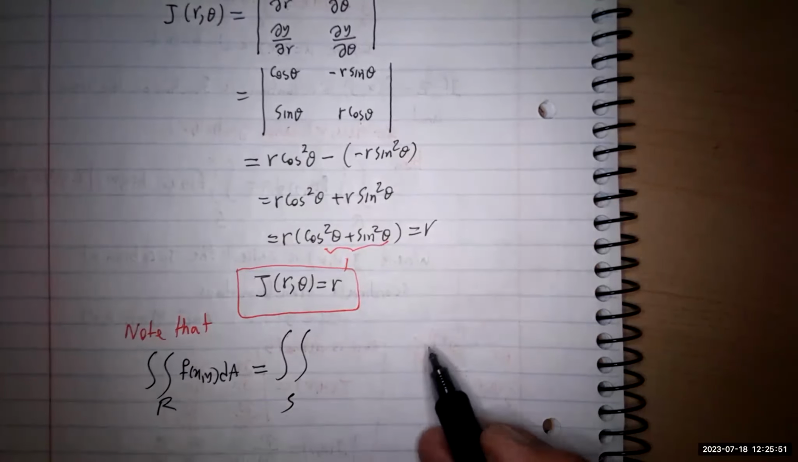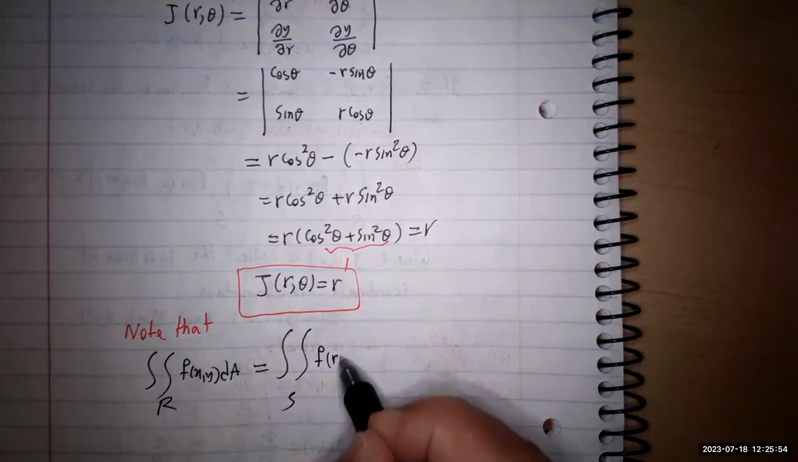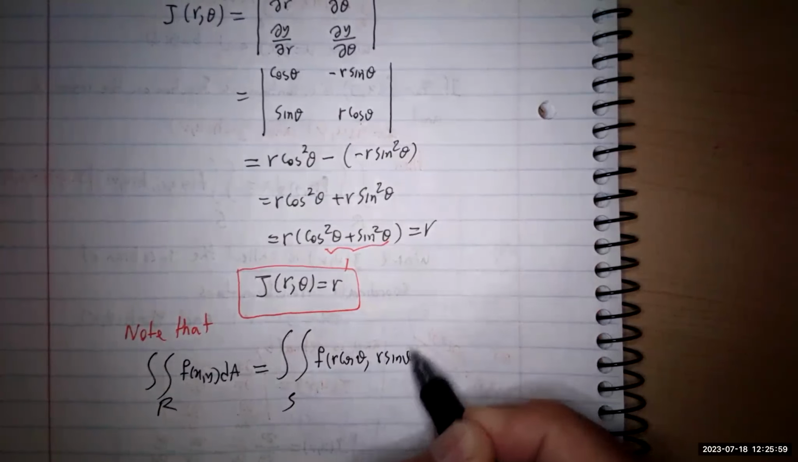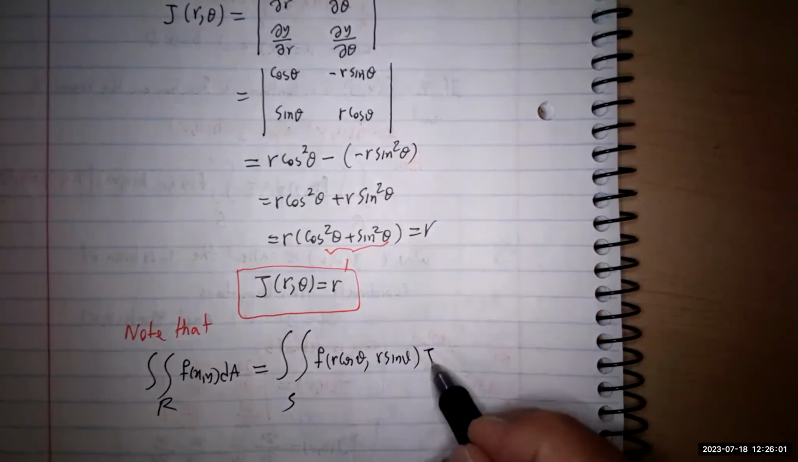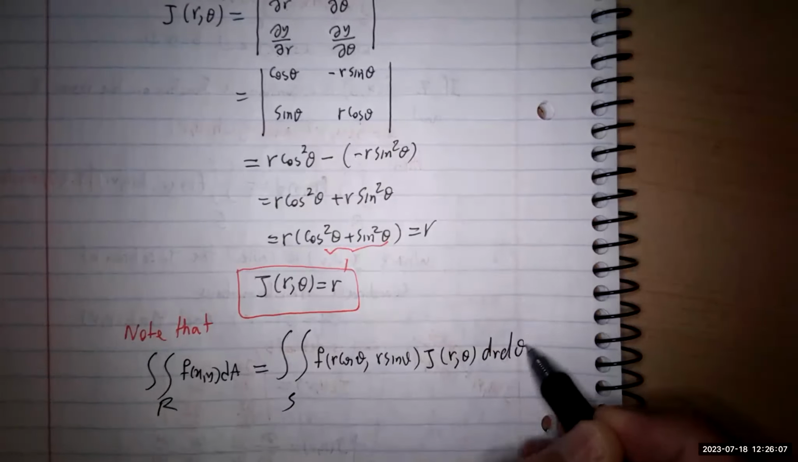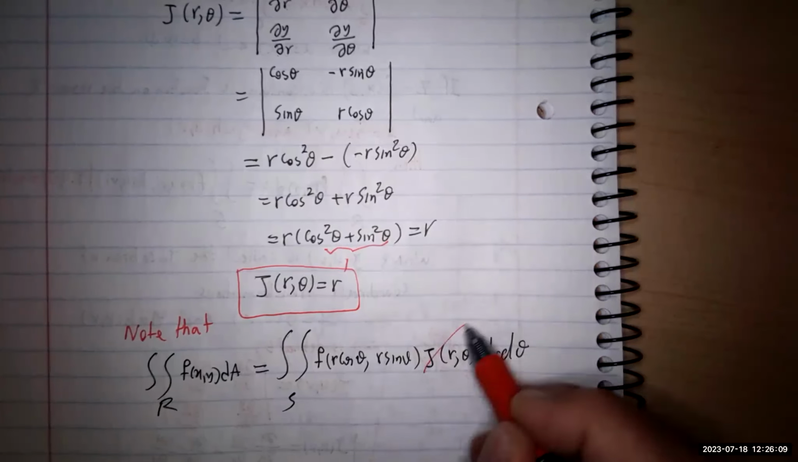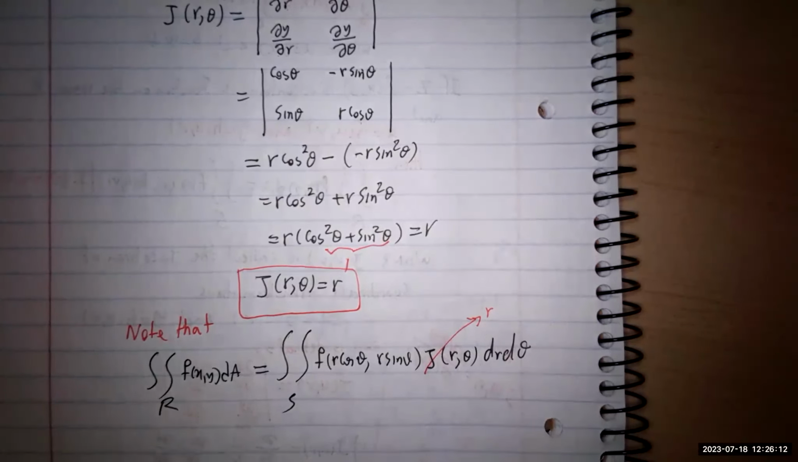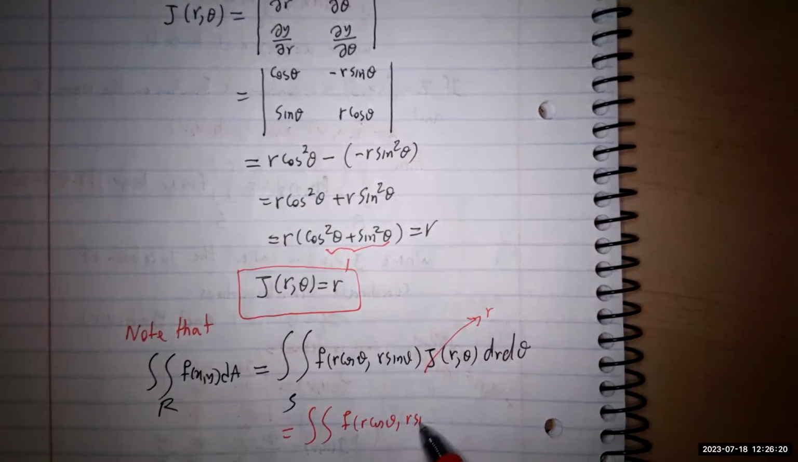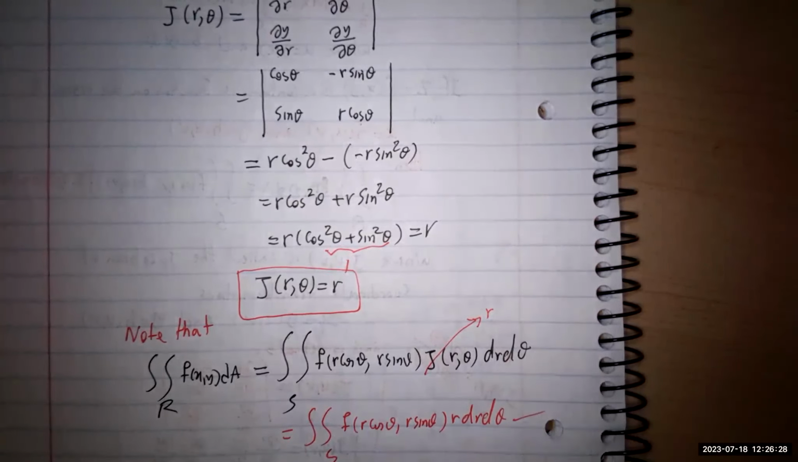You get the new region. You change the x into r cosine of theta, remember? And y into r sine of theta. The Jacobian is going to be the Jacobian of r and theta times dr d theta. But the Jacobian is r. So that would be simply the double integral of f of r cosine of theta, r sine of theta, and r dr d theta. And you know that this is the one that you've been using.